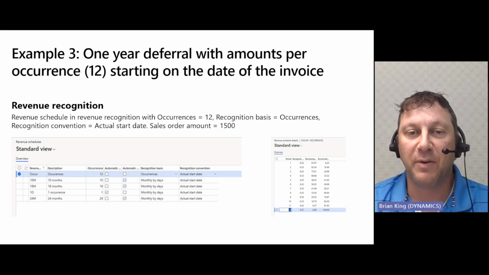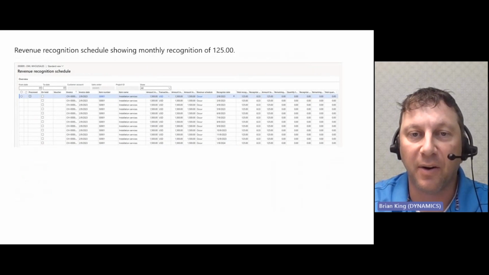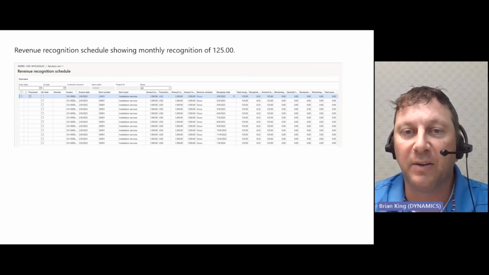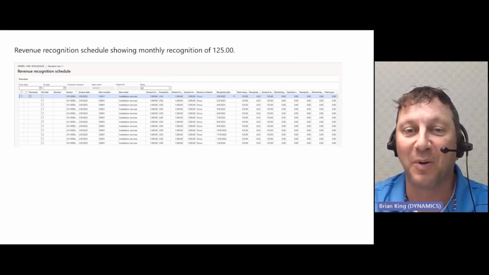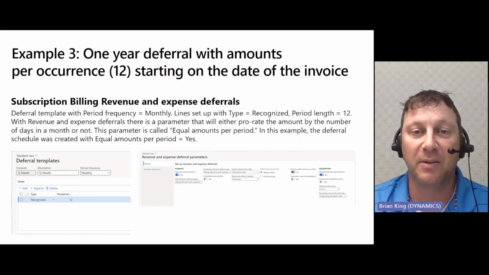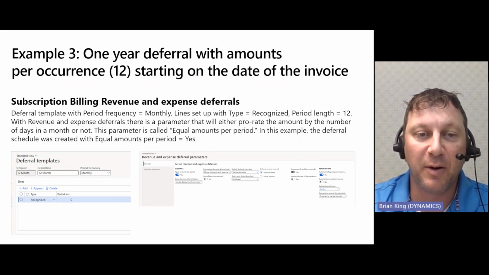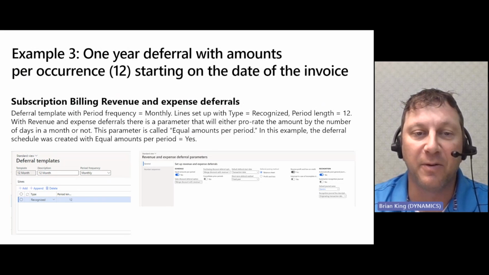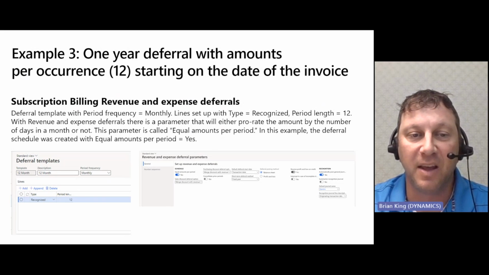So if you look at the revenue schedule that gets produced from this particular setup, we'll end up with what we see here, which would be a recognition amount of $125 per month as we go through the schedule. To set up the same scenario in subscription billing, so in the revenue and expense deferrals module, the difference here would be we'd use a period frequency of monthly in our deferral template, and then you'll see in our lines we have a type of recognized and a length of 12, so that'd be 12 equal periods there.